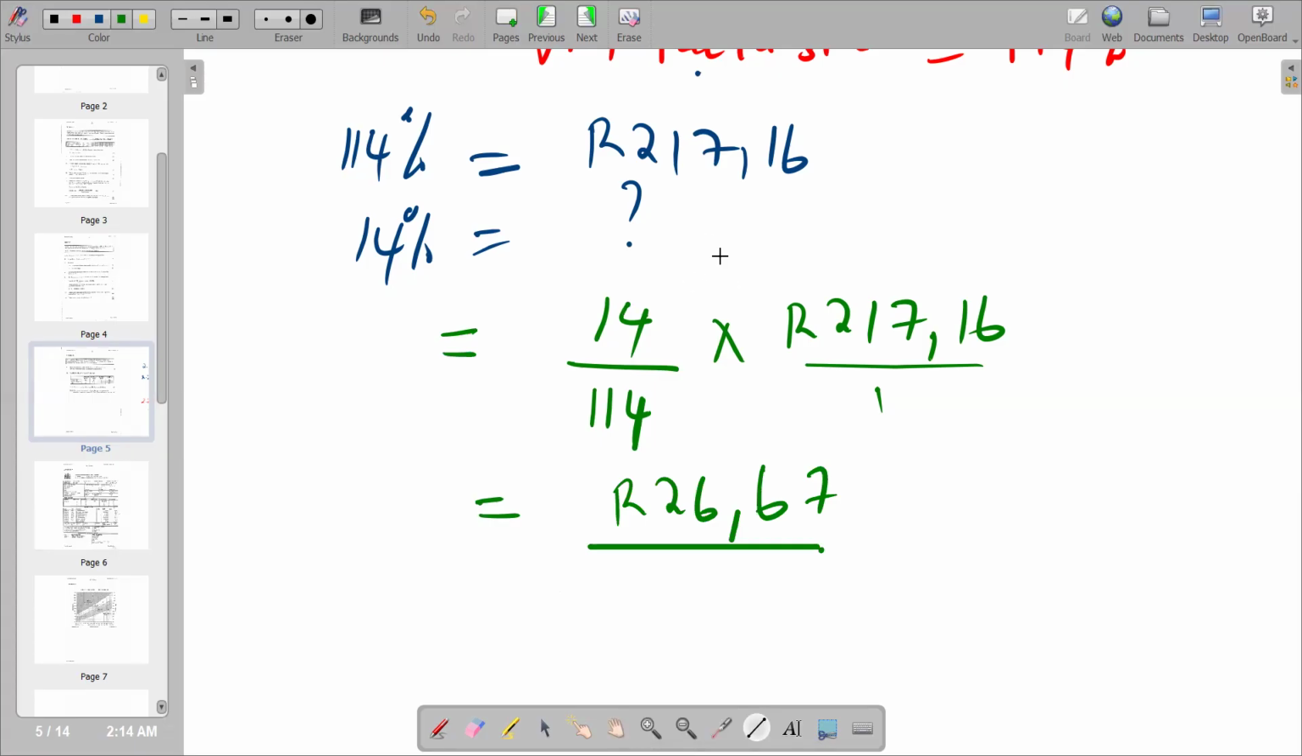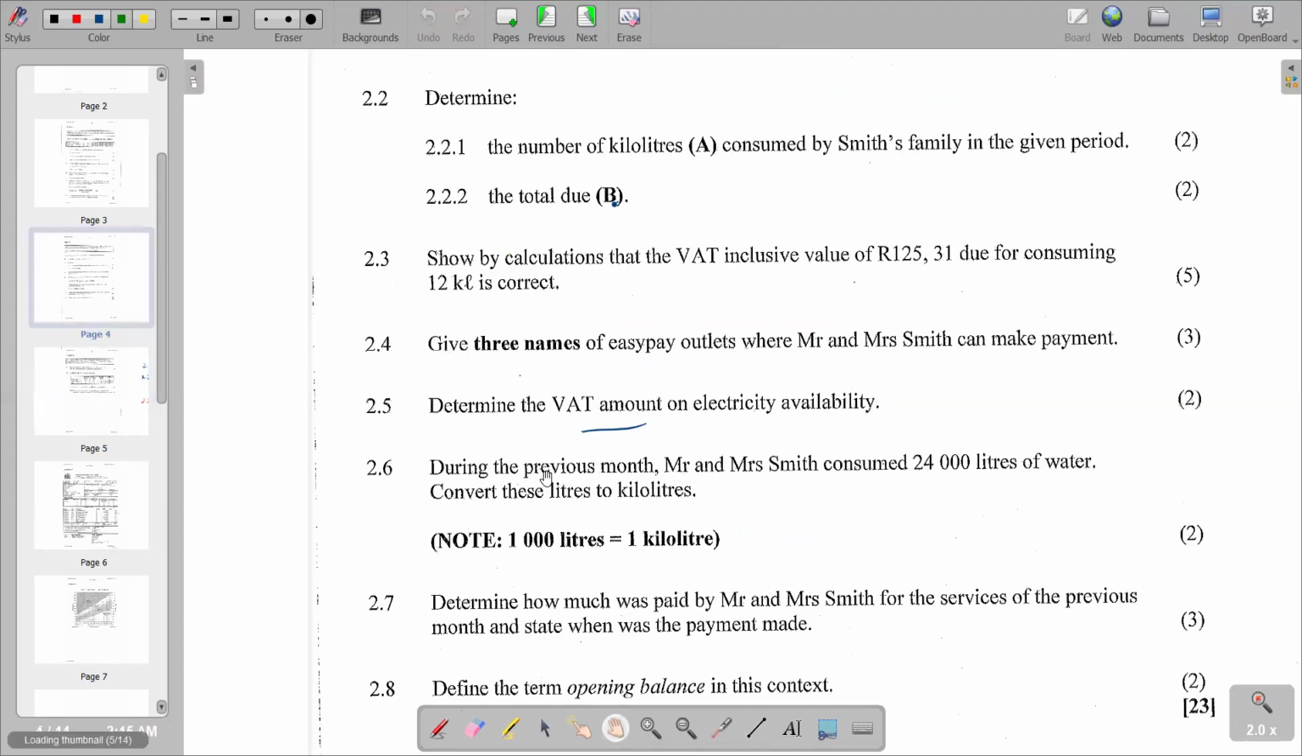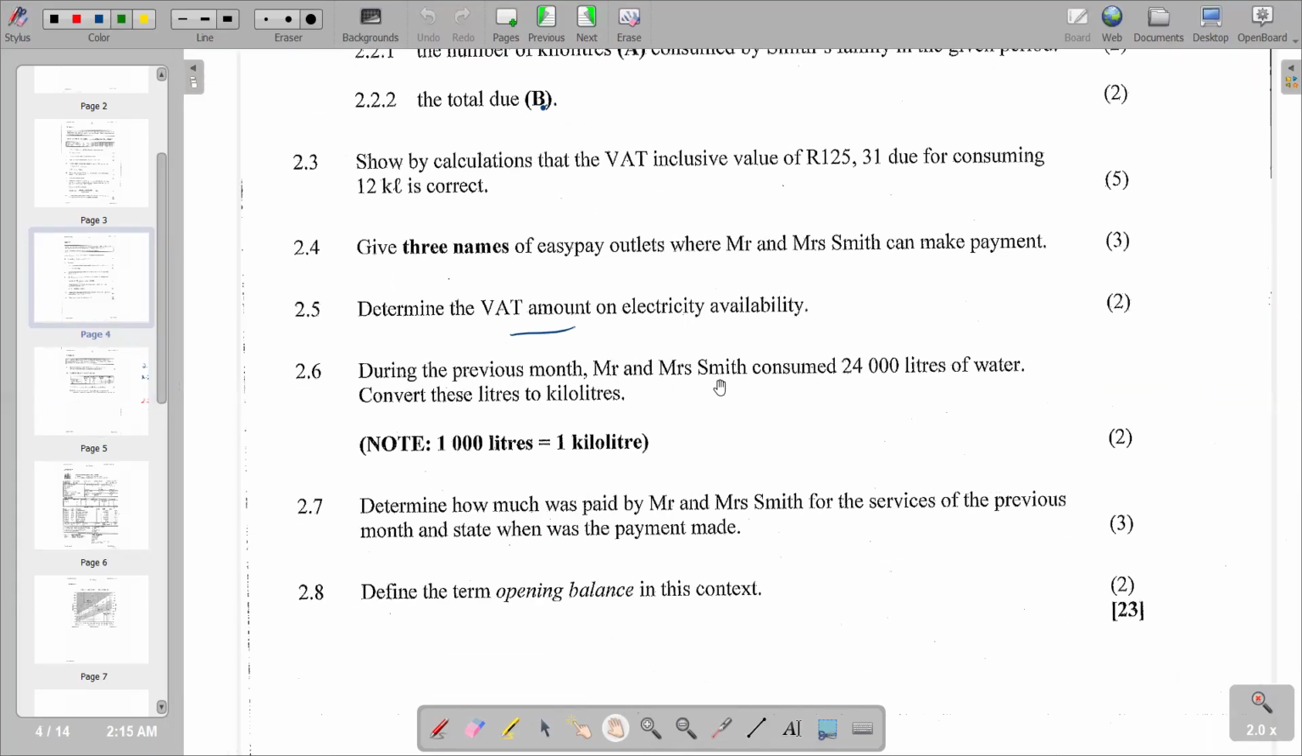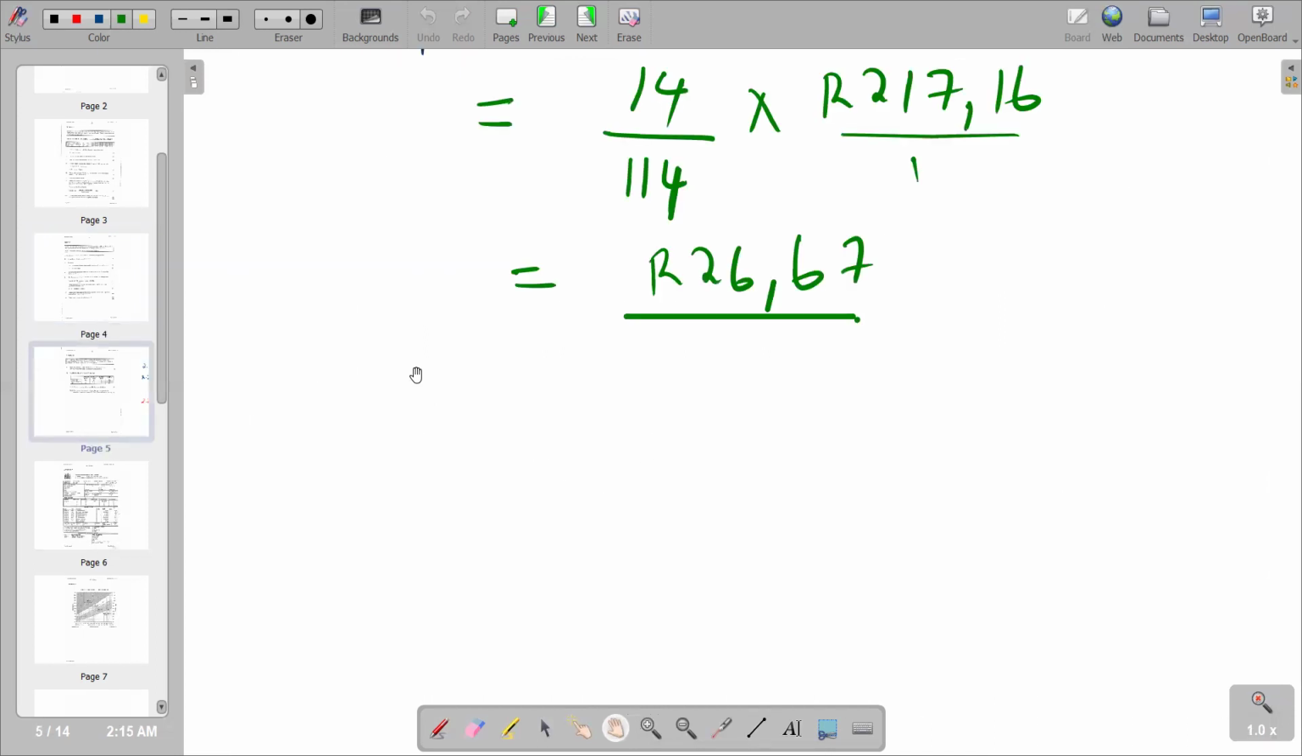Then we now go to the next part that we have, which is going to be 2.6, which is saying during the previous month, Mr. and Mrs. Smith consumed 24,000 liters of water. Convert these liters to kiloliters. And we know that 1,000 liters is equal to 1 kiloliter. So basically, very simple. You're going to say 24,000 liters divided by 1,000, then you can find the number of kiloliters.